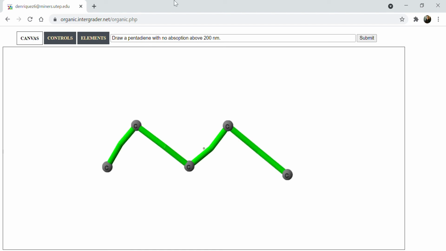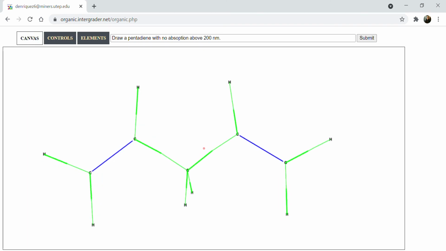Okay, no absorption above 200, so we know that it's a small wavelength, so it's going to be isolated. So pentadiene, it's not being specific of where it is, but this is what tells us where the double bonds are, which means it's going to be isolated, which means they're going to be as far away from each other as possible. I'm going to put 1 at the 1 position and then 1 at the 4 position. Add my hydrogens and we're all good to go.